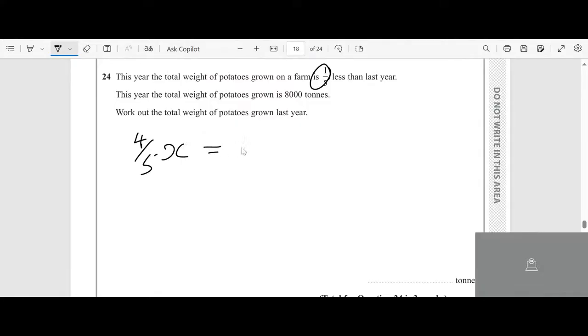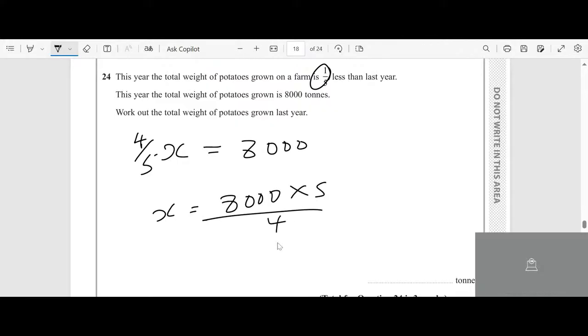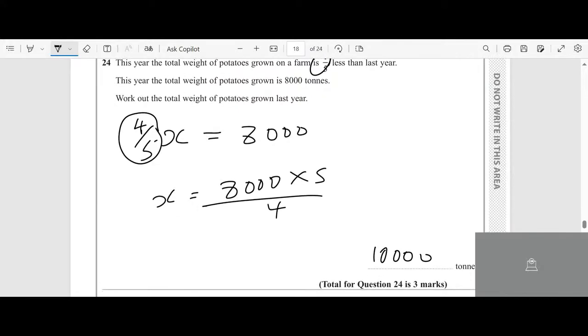So this one should be equal to 8,000 tons. Work out the total weight of potatoes grown last year. So we'll say that X is equal to 8,000. Use your calculator, or you can use an alternative method, but that is the procedure. Some people can decide to convert this one to a decimal, which is not a problem. So last year, these people produced 10,000.